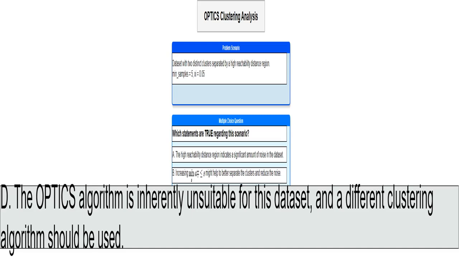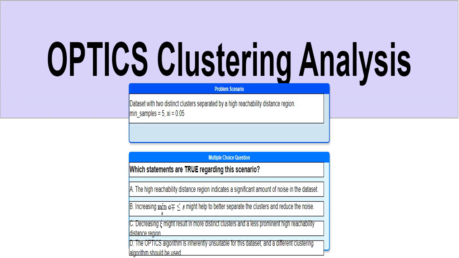No way. OPTICS is great at handling noisy data, especially with varying densities, like our islands in the ocean. The problem isn't OPTICS itself, it's likely my parameter settings. This describes the basic setup. Two well-defined clusters, my islands, are separated by a region of points with high reachability distances, the ocean.